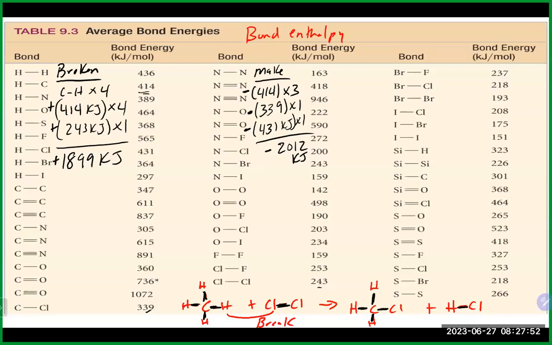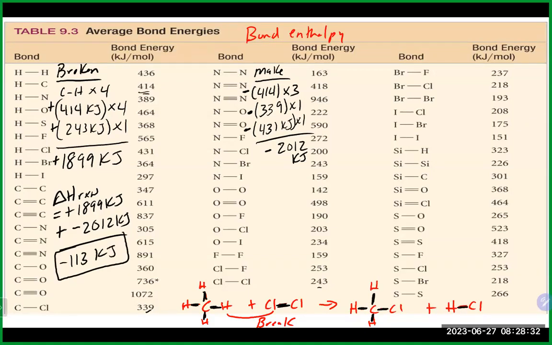Now, to find the delta H for this reaction, we're just going to add up those numbers. So we're going to take all the ones to break, which is positive 1899 kilojoules. We're going to add it to our negative 2012 kilojoules, because we put the negative in there. And that gives us overall for this reaction based on bond enthalpy, 1899 plus a negative 2012. Going to give us a negative 113 kilojoules in this case.